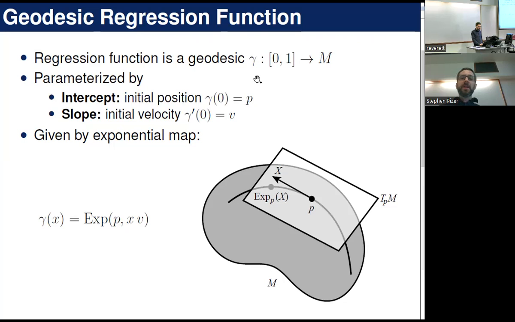The intercept, so we're going to fit a geodesic curve, I should mention, gamma from some range, you can pick 0 to 1, or even age, you might frame it by that. But we'll start with an initial condition. The intercept is the initial condition of the line.